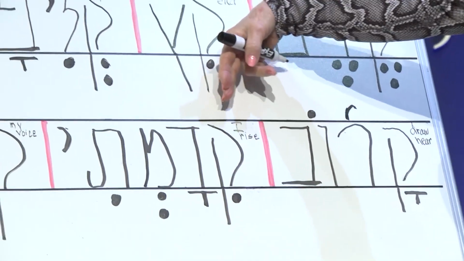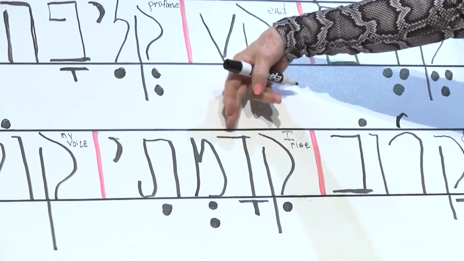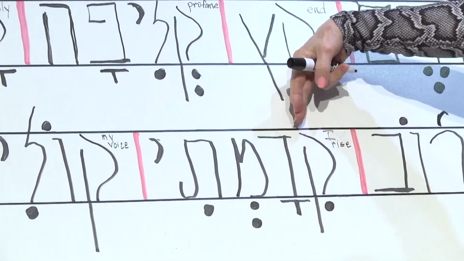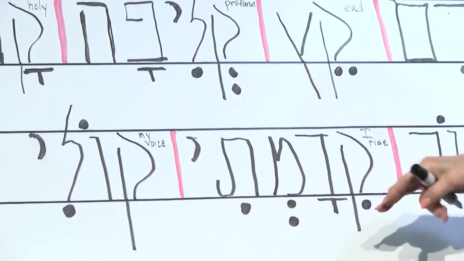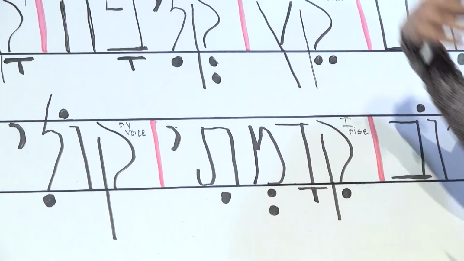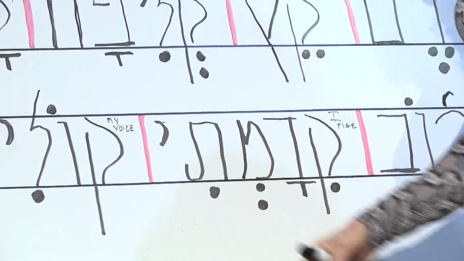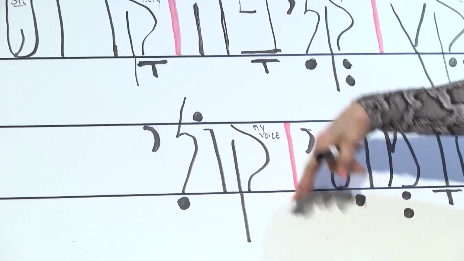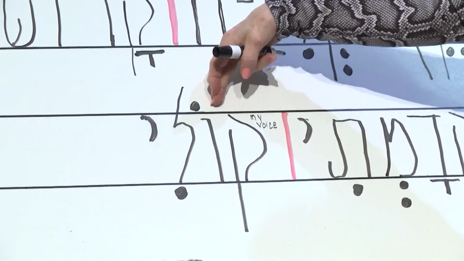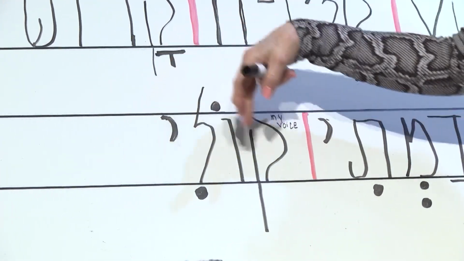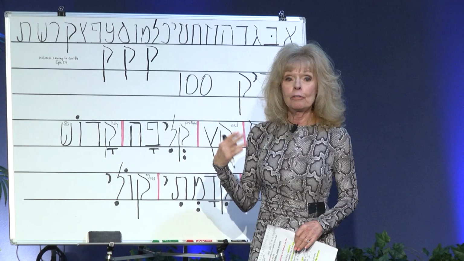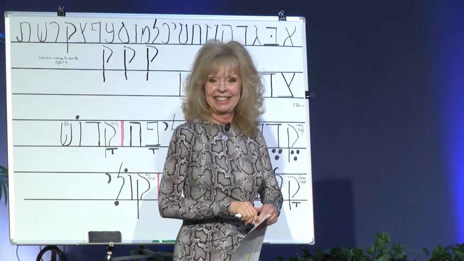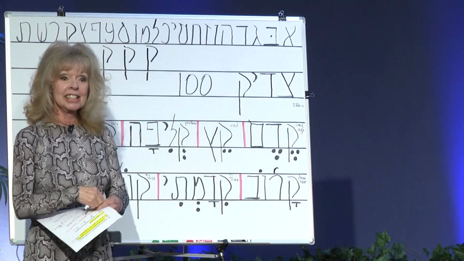Then we have ki-dam-ti. So let's say it again. Ki-dam-ti. And then kidamti means I rise. And the very last one, the O sound is going to go with the first letter, which is ko-li. Ko-li means my voice. And so you're really starting to get it, aren't you? I think you're doing great. And that is Qof.